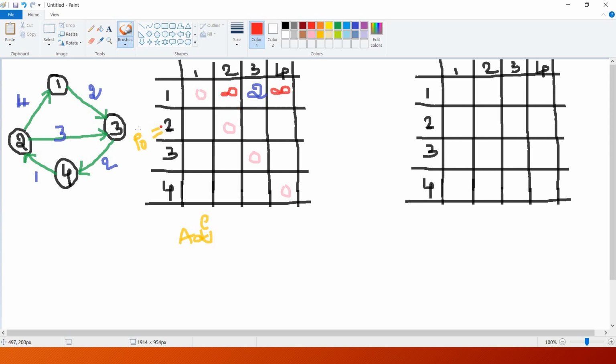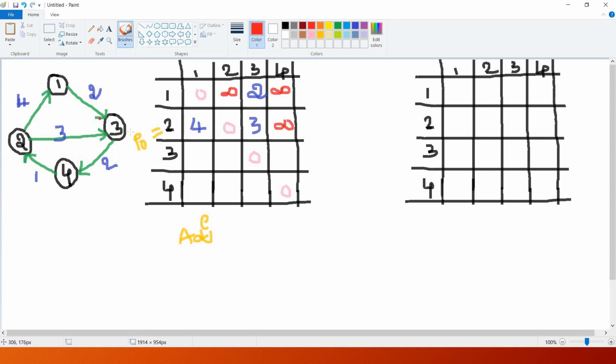Okay. So now I am moving to the next row, the second row. 2 to 1, is there any path? Yes, 2 to 1 there is a path. So what is the cost of it? 4. Next, 2 to 3. 2 to 3, yes, there is an edge. What is the cost? 3. Next 2 to 4. 2 to 4, is there any edge? No, there is no direct edge from 2 to 4. So presently I am making it infinity.